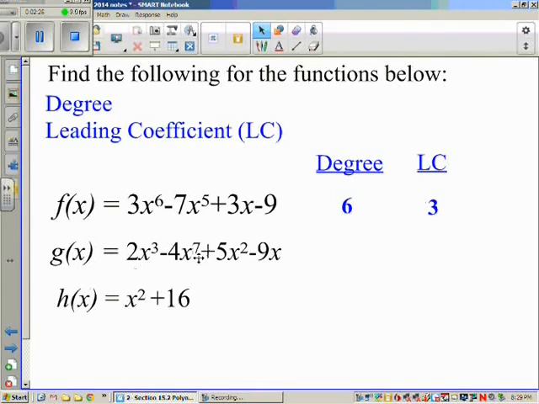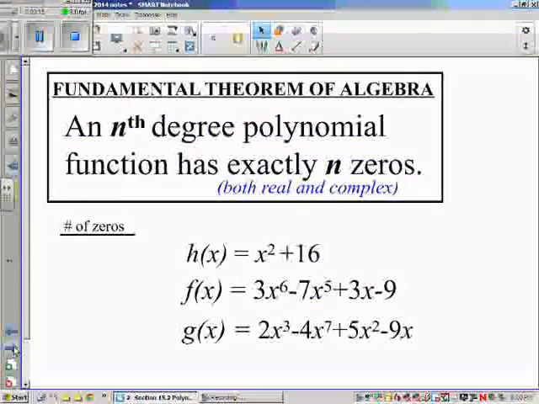For the g of x function, it's a little bit tricky, we can see that the 7 is an exponent for x, but it's not in the front. We would say this isn't in standard form. So the degree is 7, and its leading coefficient, if it was in standard form, negative 4 would be in the lead, so to speak, in the front. And then finally, here's a quadratic. H of x equals x squared plus 16. And we'd see that the highest degree is 2, it's a quadratic, as well as the leading coefficient. You can't see it, it's a 1.